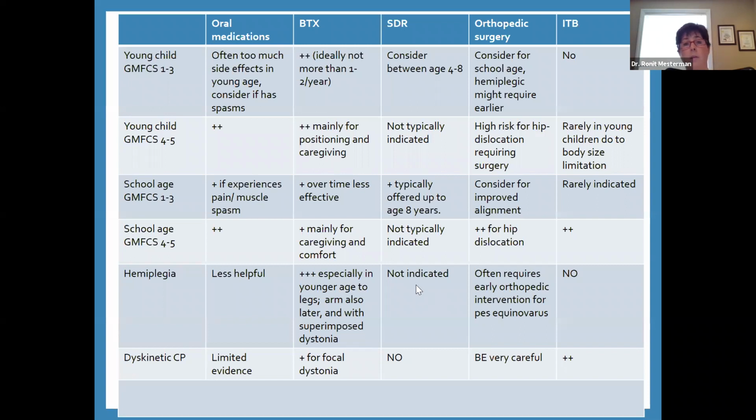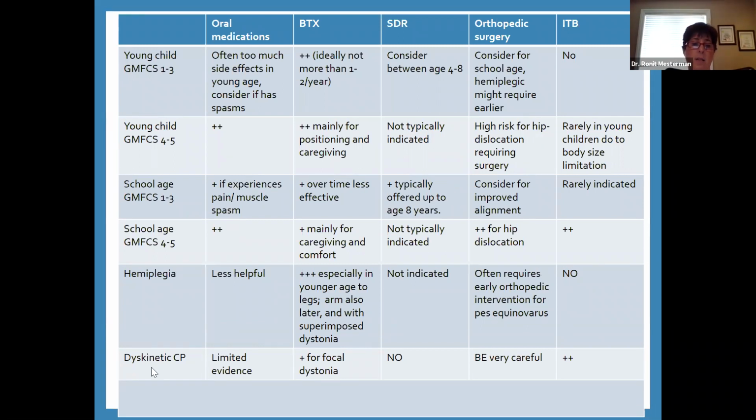We are not seeing SDR done in mainstream, but I know that there are centers across the world who do offer it to families, and I have not seen any publication on that. Surgery is definitely relevant in hemiplegia for early contractions of pes equinovarus, and no, we don't typically do intrathecal baclofen.